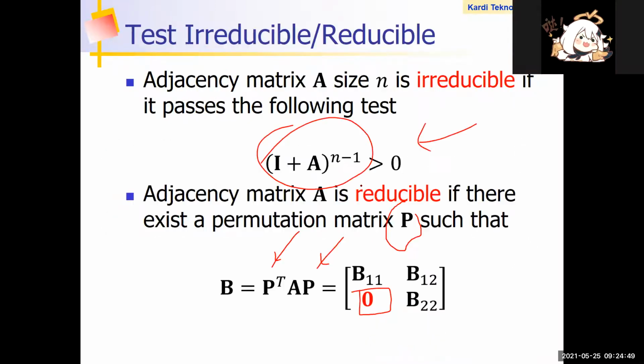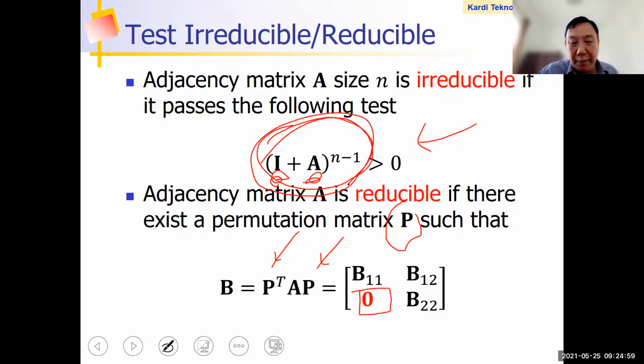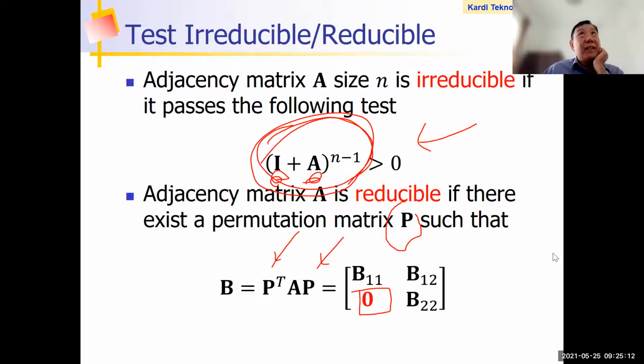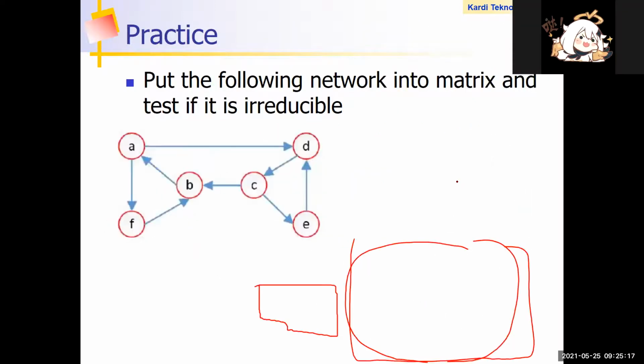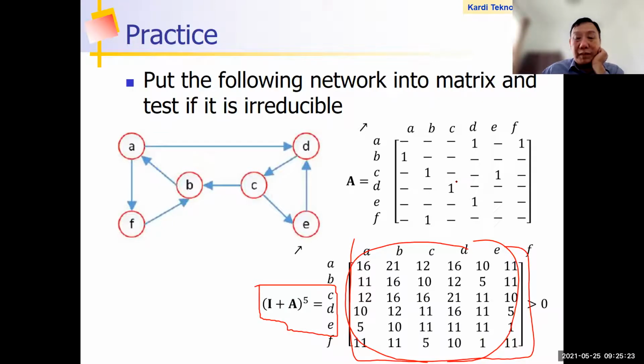So look at the test again. The test for whether it is reducible or not is, first, you add I and the adjacency matrix A, and then you raise it to the power n minus 1. If all elements are positive, then it is irreducible. Wait, n is the number of points? N is the number of points, that's correct. In this case, the number of points is 6, right? Until F, so 6. So that's why I plus A exponent 5.